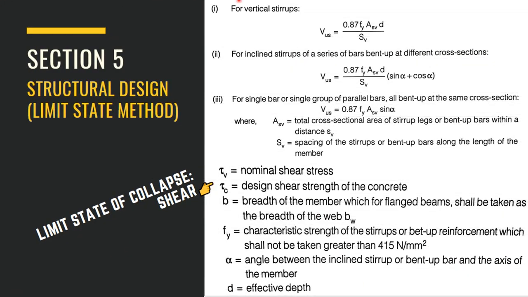For various forms of shear reinforcement, there are corresponding formulas. For vertical stirrups, V_us is 0.87 f_y A_sv d by s_v. For inclined stirrups, we shall multiply by sin alpha plus cos alpha. And for a single bar or single group of parallel bars, all bent up at the same cross section, it is 0.87 f_y A_sv sin alpha. Again, f_y value shall not be greater than 415, that is, we can use mild steel.